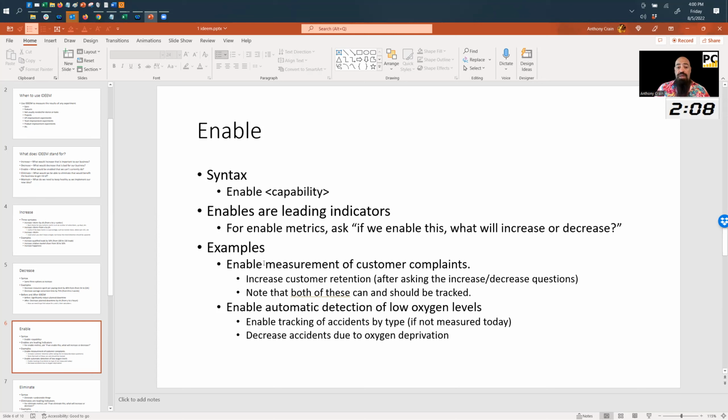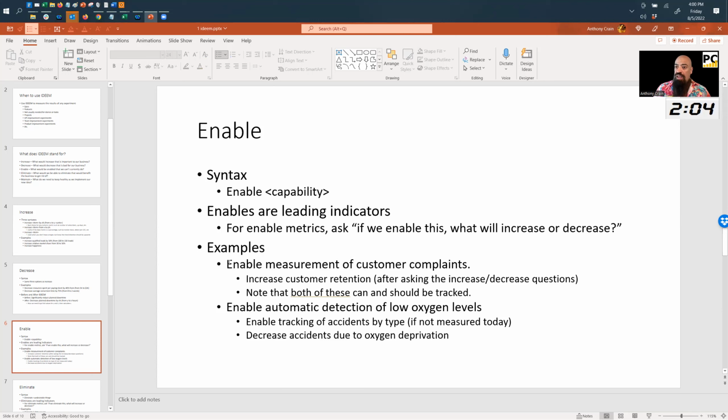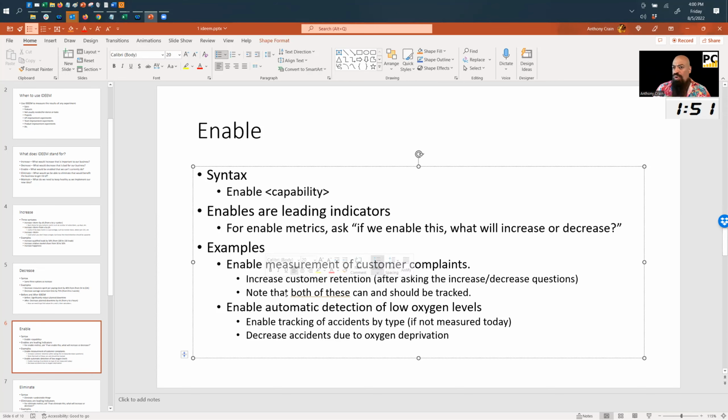So here's some examples. Someone said, we're going to enable the measurement of customer complaints. That's something we can't currently do today. We know we have customer complaints, but we don't measure them. And if we did, that'd be good for us. Okay, but in what way would it be good for you? If you enable the measurement of customer complaints, what do you think will increase or decrease after that? Well, we should increase customer retention because we know what they're upset about.